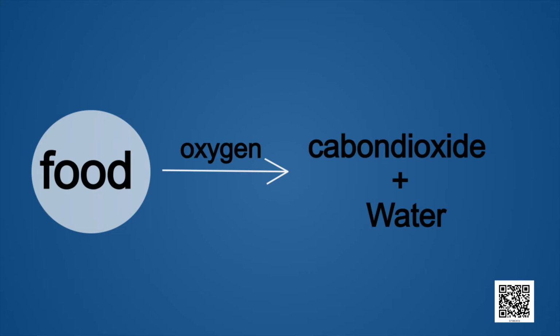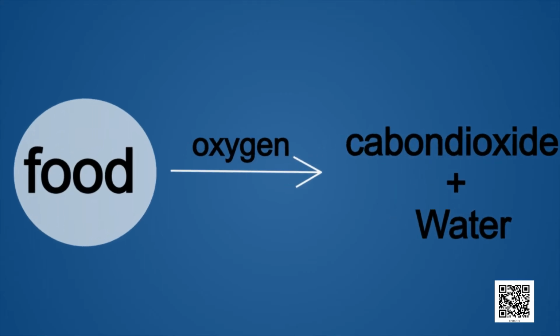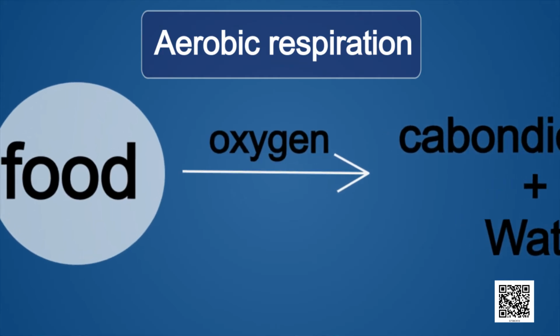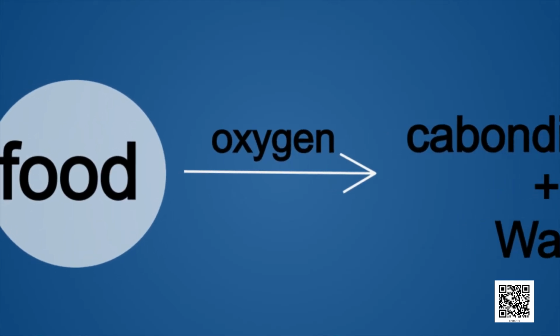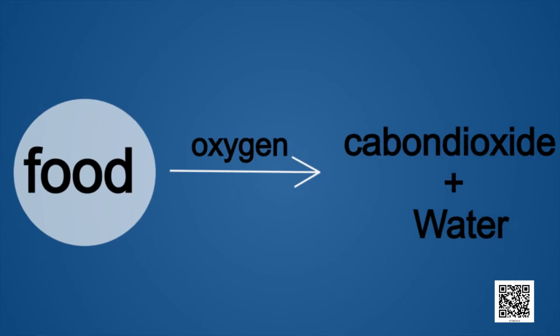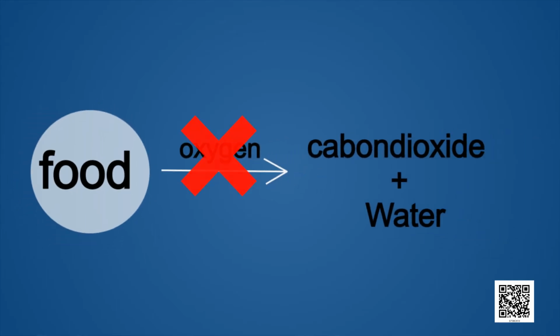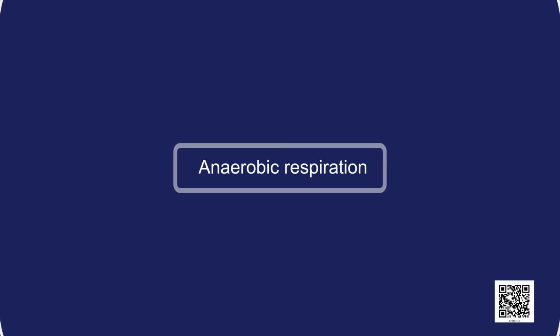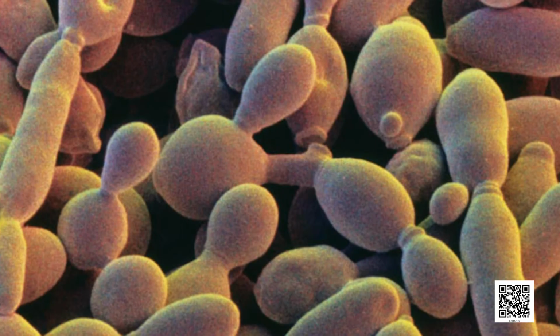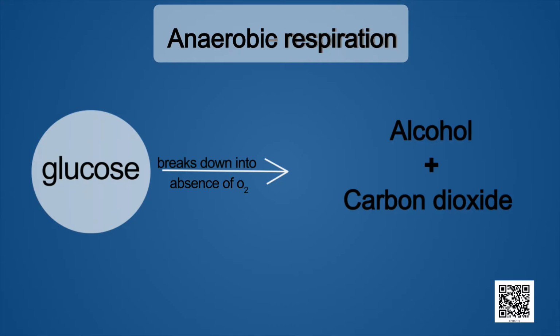When breakdown of glucose occurs with the use of oxygen, it is called aerobic respiration. Food can also be broken down without oxygen. This is called anaerobic respiration. Some organisms, such as yeast, can survive even in the absence of air, and they are called anaerobes. They get energy through anaerobic respiration.